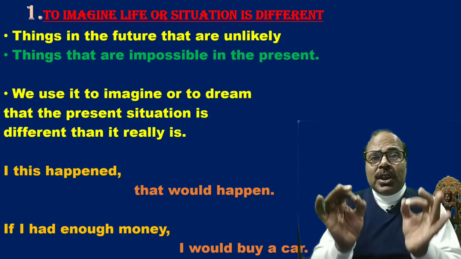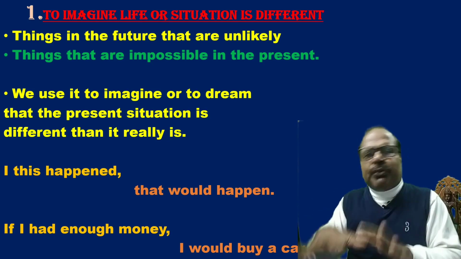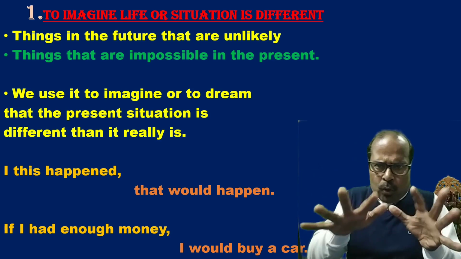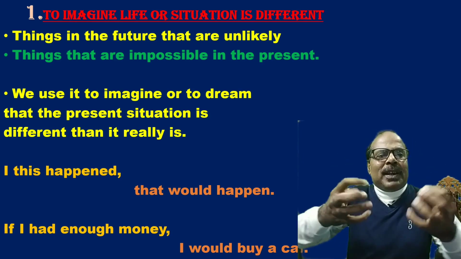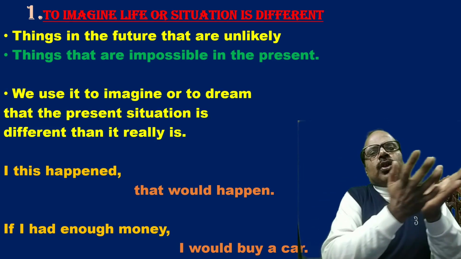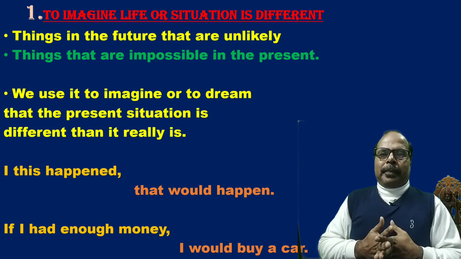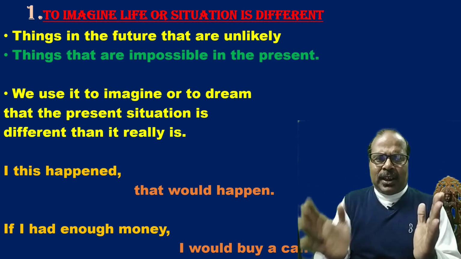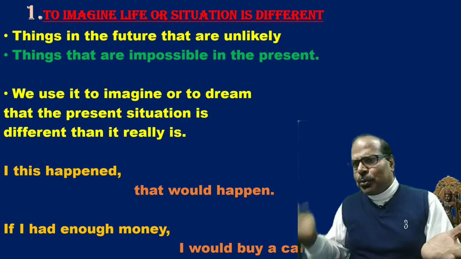Now, we use it to imagine or to dream that the present situation is different than it really is. আমরা কখন এটাকে ইউজ করব? যখন প্রেজেন্ট সিচুয়েশনটাকে আমরা ভেবে নেব যে প্রেজেন্ট সিচুয়েশনটা ডিফারেন্ট, অন্য একটা কোনো কিছুর কথা ভাবছি। যেমন, আমি যদি লটারি পেতাম, এর মানে হলো আমি লটারি পাইনি। তো একটা ইমাজিনারি সিচুয়েশন। এবং স্ট্রাকচারের দিক থেকে, if this happened, then that would happen.